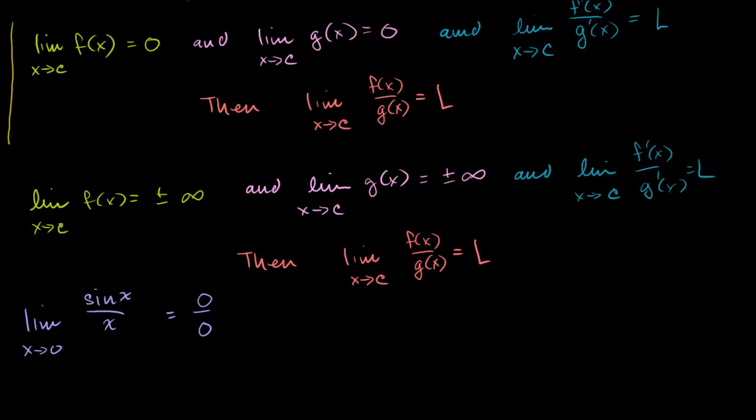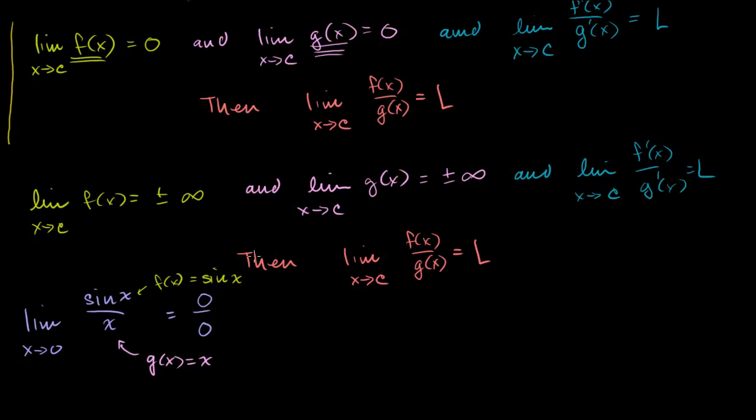And if you want to think about it, this is our f of x. That f of x right there is sine of x. And our g of x for this first case is x, right? g of x is equal to x, and f of x is equal to sine of x. And we definitely know that this meets the first two constraints. The limit as x approaches c, and in this case c is 0, of sine of x is 0. And the limit as x approaches 0 of x is also equal to 0. So we get our indeterminate form.